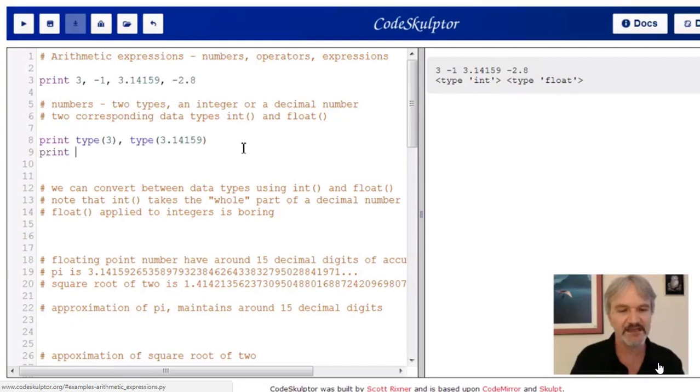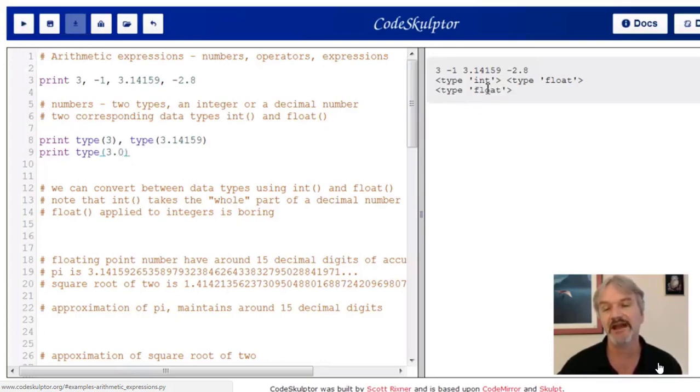Now here's a little trickier test. What happens if we ask for the type of 3.0? If you look at it, this is really a whole number, but somehow it's got the zero fractional part. So in Python, this is going to be a float. In fact, the way we know we're working with a float is that we always have a decimal point here.